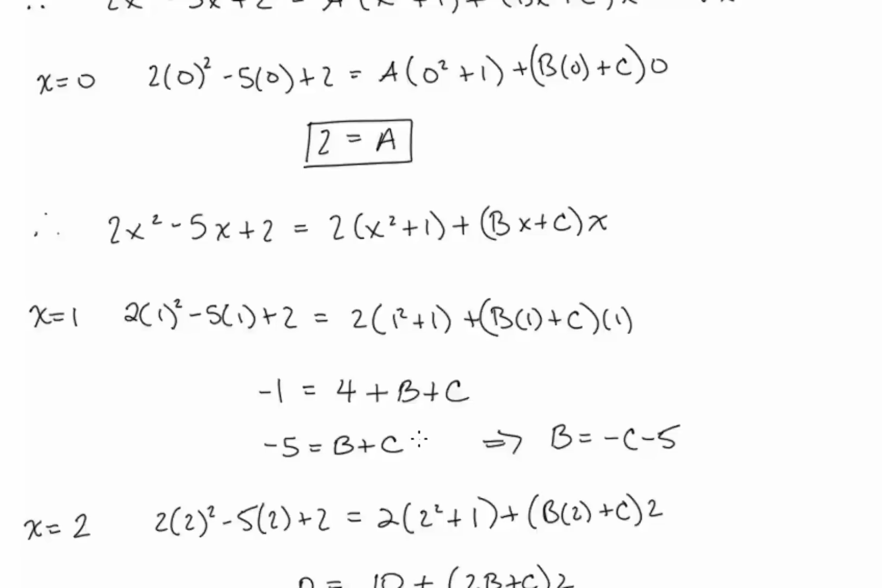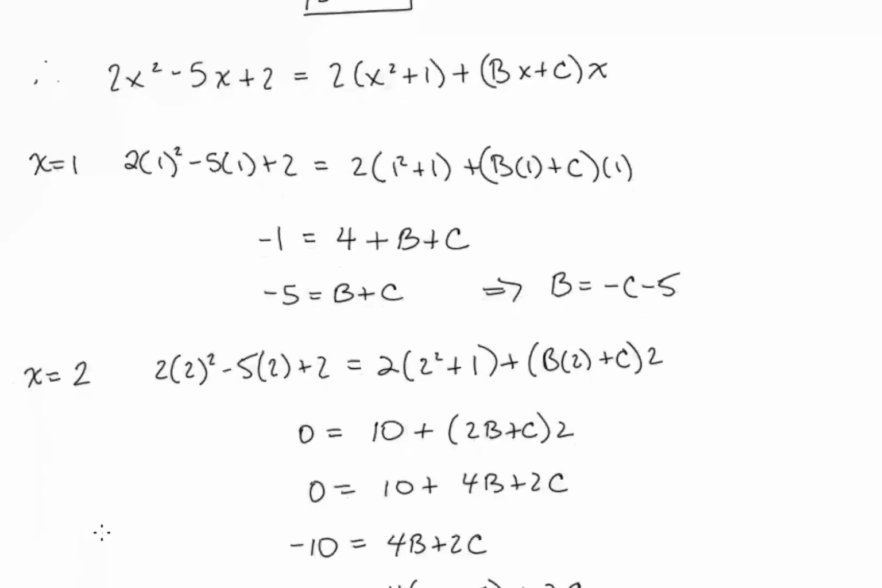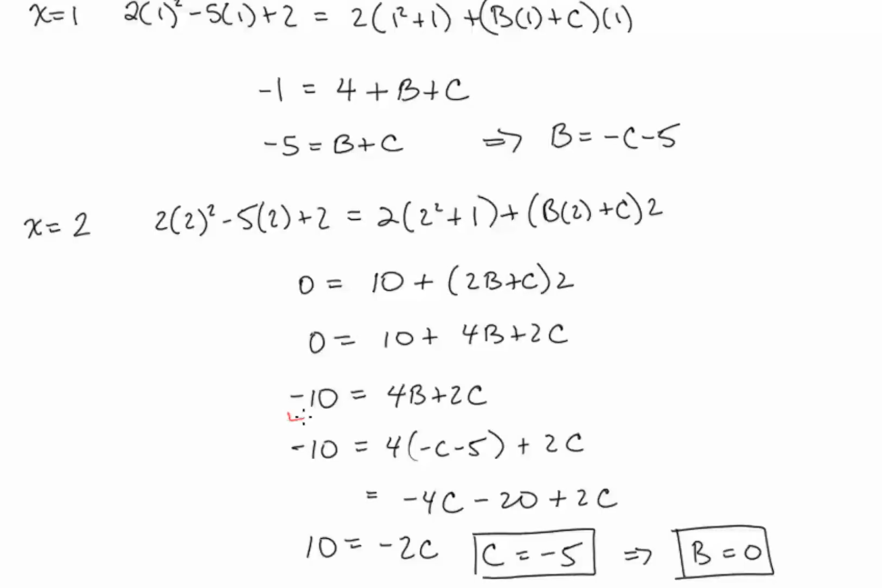But that's okay. I'll hang on to this equation, and I'll use it with another one we get when we choose the next x value. So now let's choose another simple x value. I choose x equals 2. And from x equals 2, we get negative 10 is equal to 4B plus 2C. So now I have negative 10 is equal to 4B plus 2C. I already had negative 5 is equal to B plus C. I have two equations in two variables, and now we can solve for B and C.